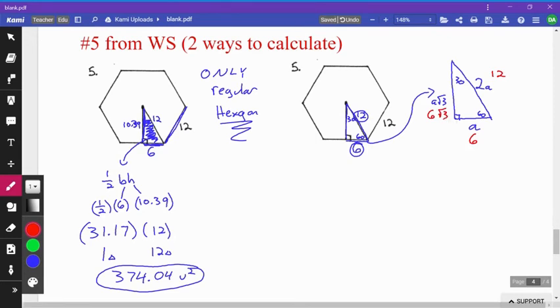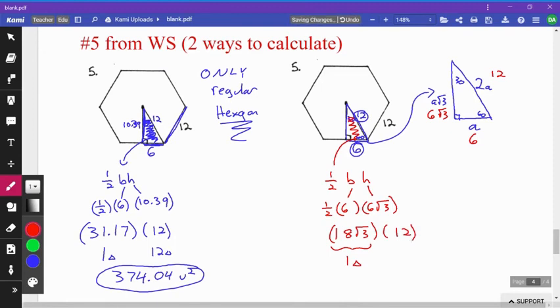So now the area of this triangle is 1/2 base times height, where the base is going to be 6 and the height is going to be 6 rad 3. Multiplying this out, it gives me 18 rad 3, remembering that this is one triangle. So now I'm going to take this and multiply by the 12 triangles, which is 216 rad 3 units squared. And 216 times rad 3 is going to give me the same answer.